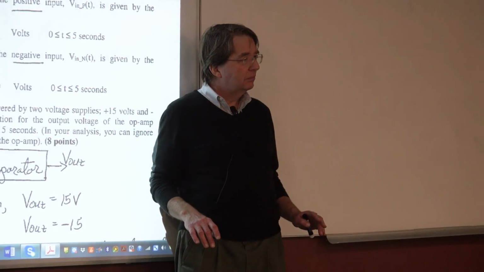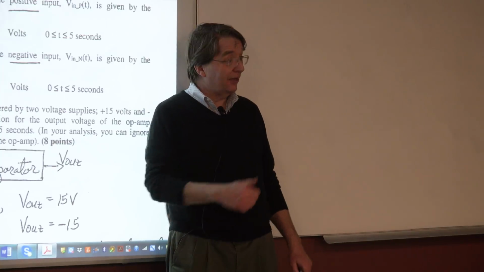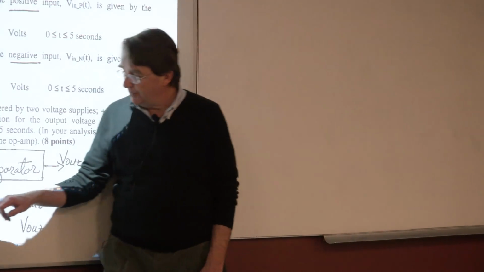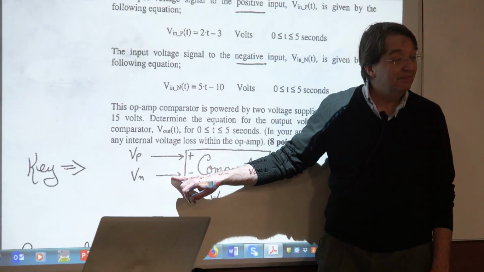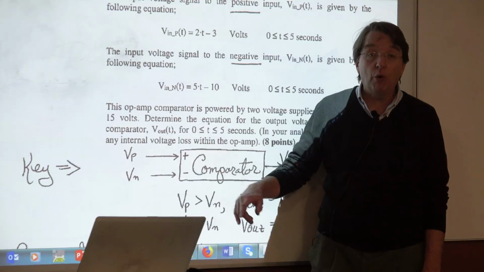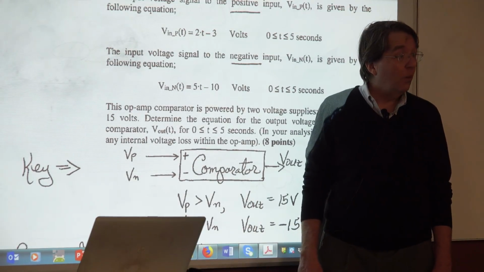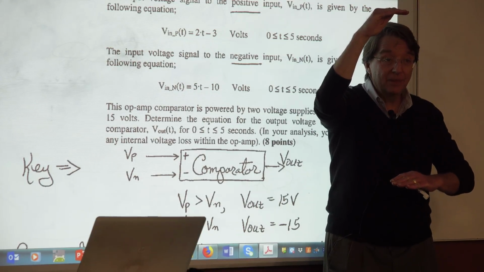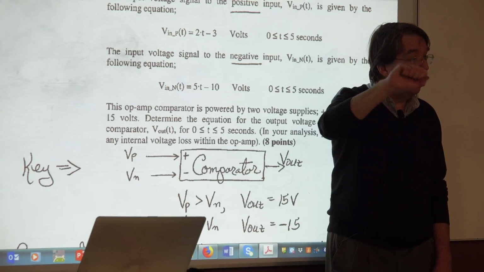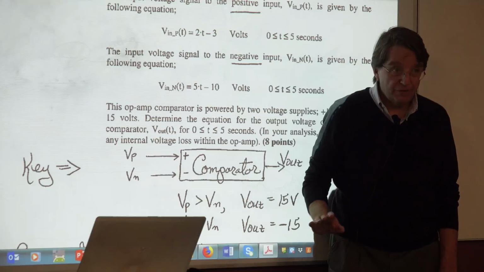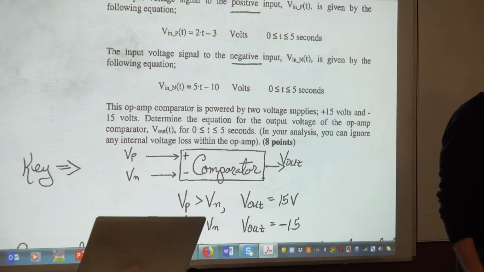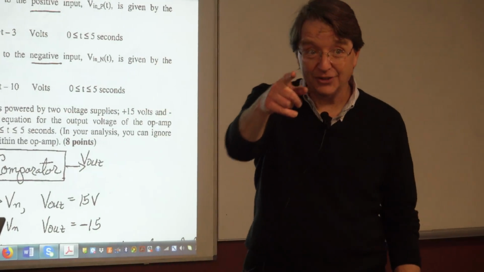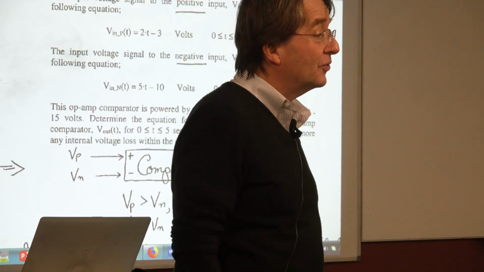What's the gain of an op-amp with no external resistors? Infinity? I'll settle for 200,000. Suppose V negative is 5 volts and suppose V positive is 5.01. What does the op-amp do? 5.01 minus 5 is 0.01. 0.01 times 200,000 is 15, because I can't get any more than 15 volts out.